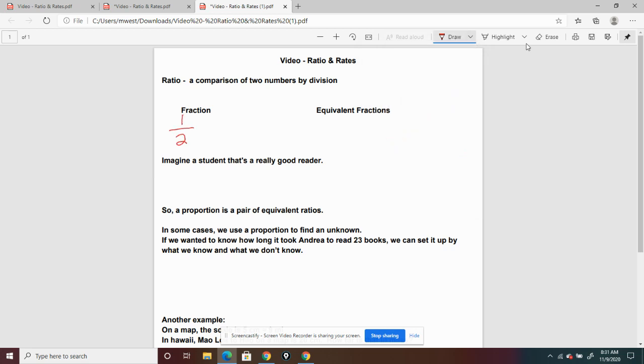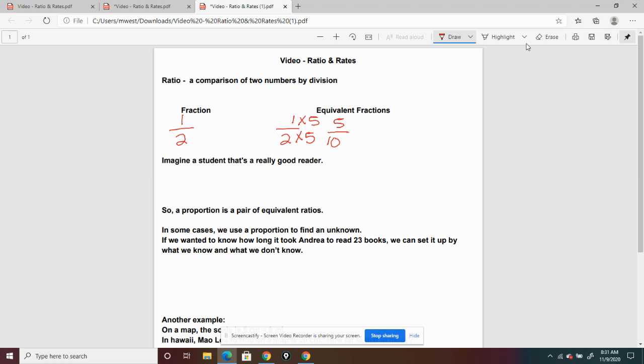And if we want equivalent fractions, let's multiply this by 5. What you do at the top, you do at the bottom. 1 times 5 is 5. 2 times 5 is 10. That is 5/10, an equivalent fraction of 1/2.